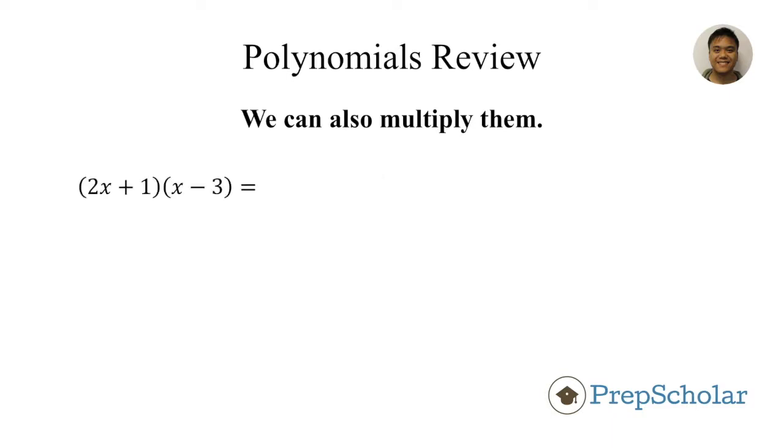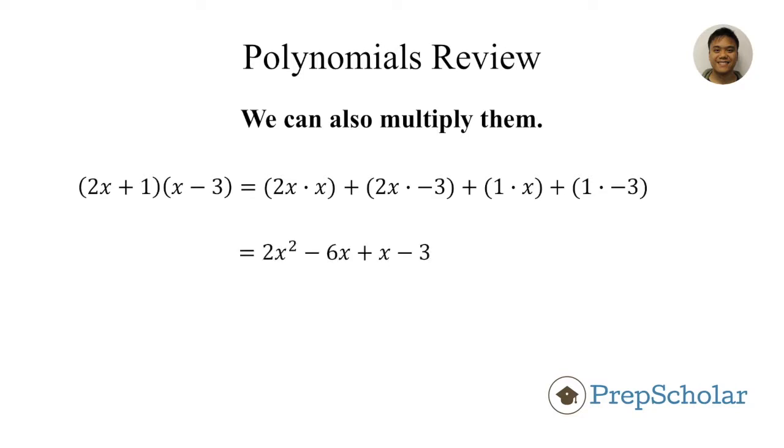You can also do more complicated multiplication. 2x plus 1 times x minus 3, you'll have to use FOIL. First is 2x times x. Outside is 2x times negative 3. Inside is 1 times x. And last is 1 times negative 3. When you do the multiplication, you get 2x squared minus 6x plus x minus 3. And then when you combine like terms, you get 2x squared minus 5x minus 3.